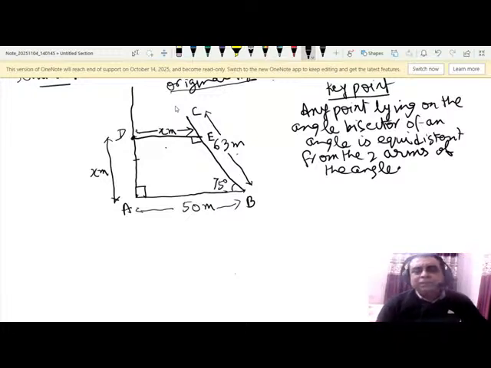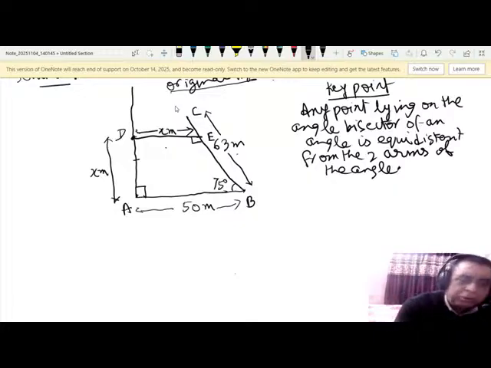Now we know that any point which lies on the angle bisector is equidistant from the two arms of the angle. So this is the 75-degree angle between the arms AB and BC.